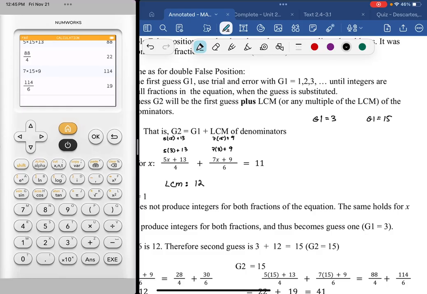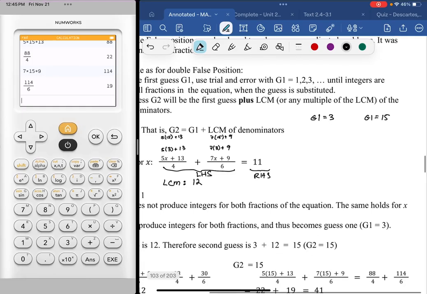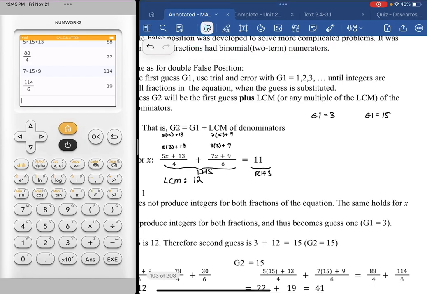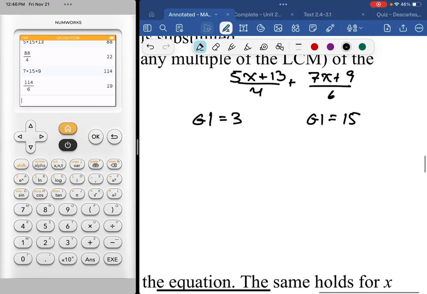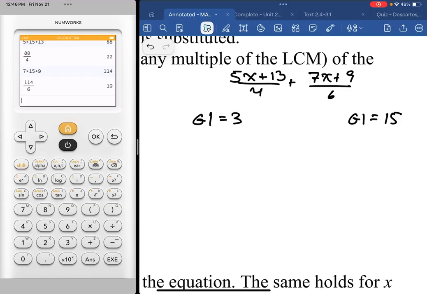All right, so I'd plug in my 3 to the entire left-hand side, LHS. Sorry, I don't know why I did the H part first. And then we follow the same process for finding E, RHS. I'll write the expression here so I can zoom in: 5x plus 13 over 4 plus 7x plus 9 over 6.